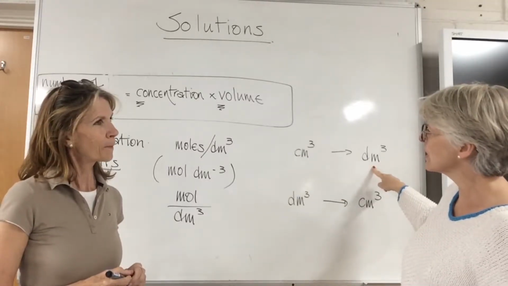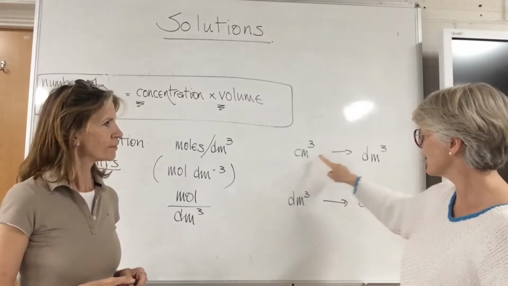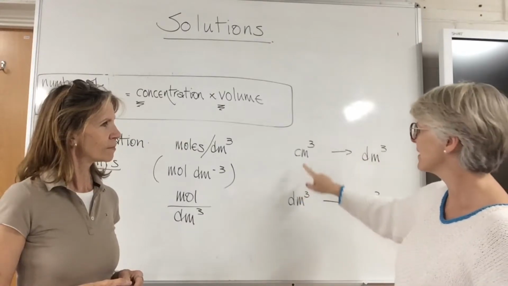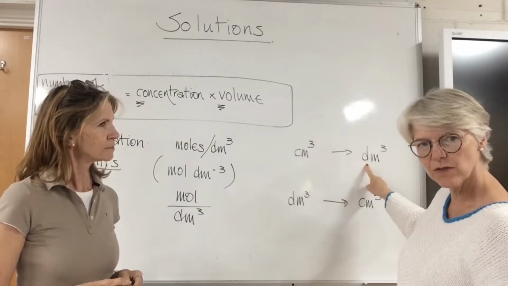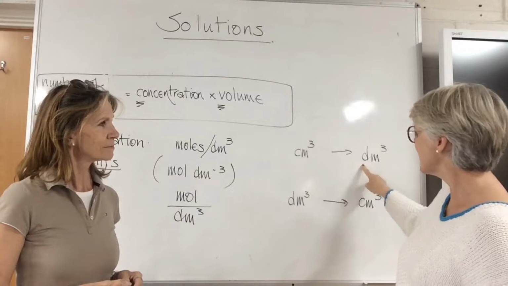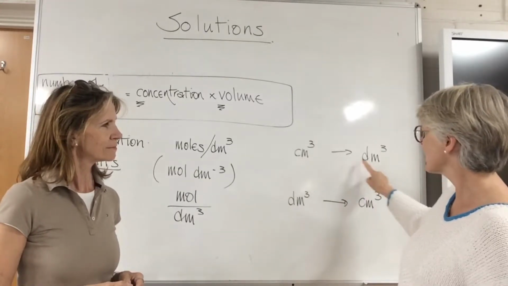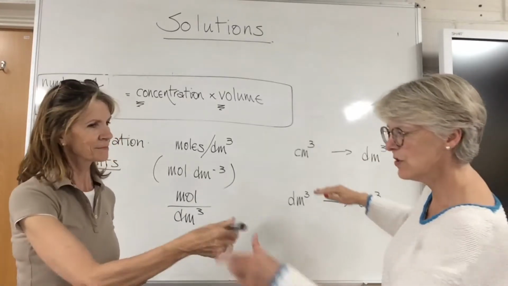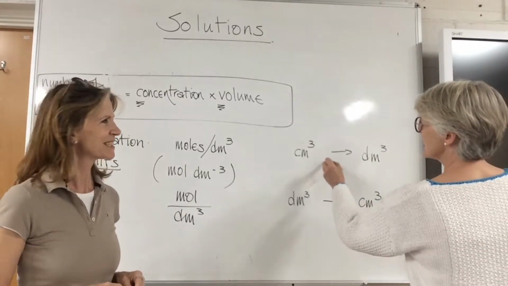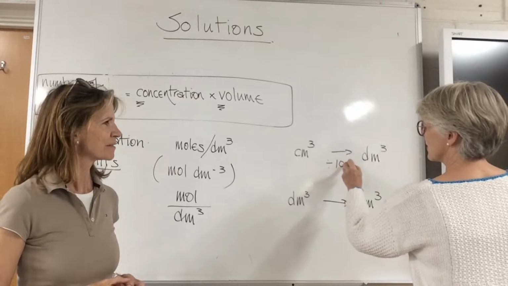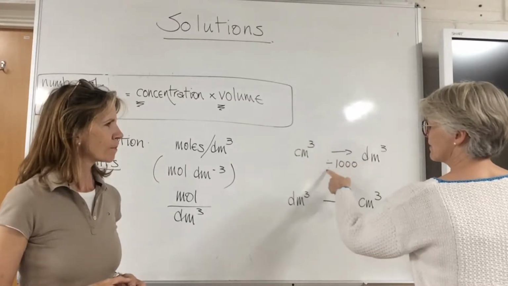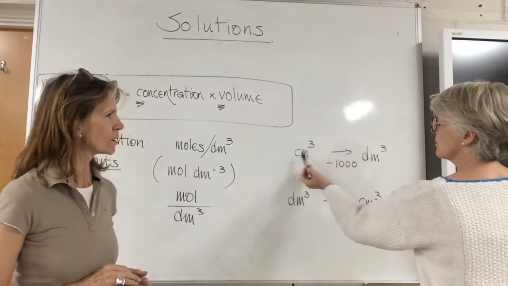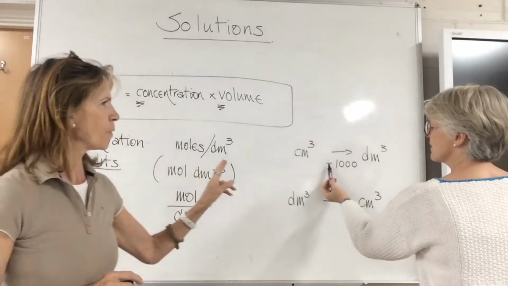If you want to convert from centimetres cubed to decimetres cubed, you have this little way of remembering: CD. Do you remember those? We used to have CDs. CDD: centimetres cubed to decimetres cubed, divide. What you have to do is divide by 1,000. So you have to remember to divide and what you divide by. Centimetres cubed to decimetres cubed, CD, D is divide by 1,000.